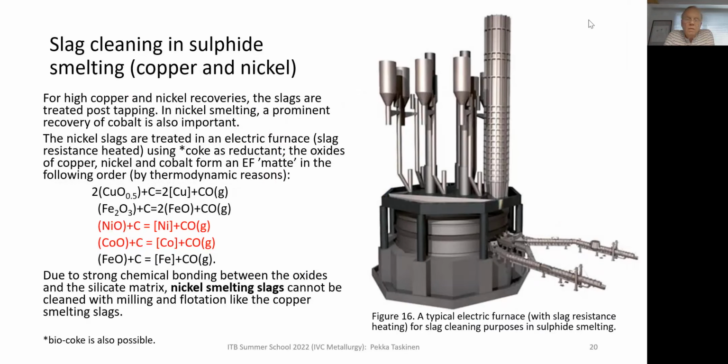So what kind of process is this slag cleaning in nickel smelting? It is a relatively strong reduction process in an electric furnace, where we control the ferric oxide concentration, or the magnetite concentration, of the slag to be tapped.